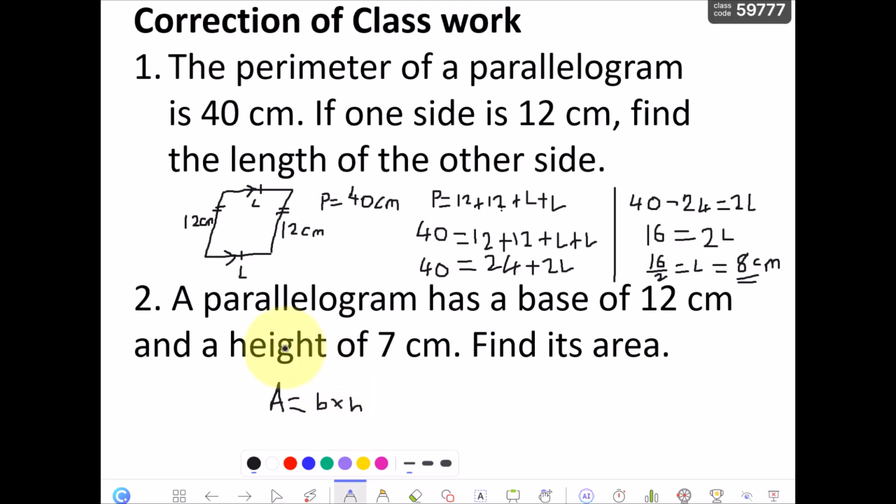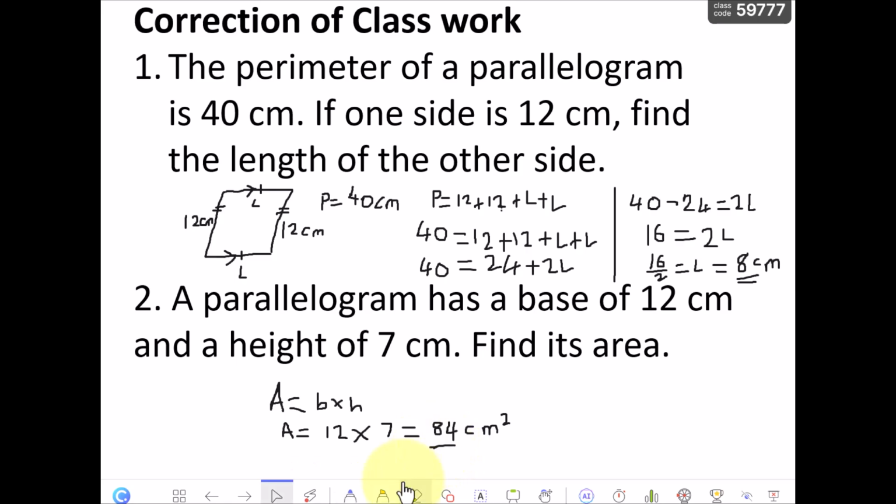So the base of this question is 12. So I can say my area is equal to 12, which is the base. Then the height is what? The height is 7. And just multiply 12 times 7, will be what now? So 12 times 7 should give us 84. Remember, this is area, so your unit will take a square, which is 84 centimeter square.